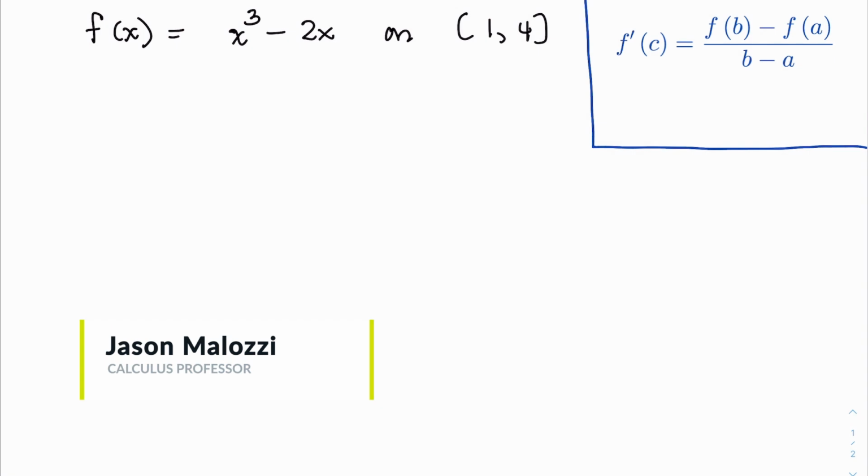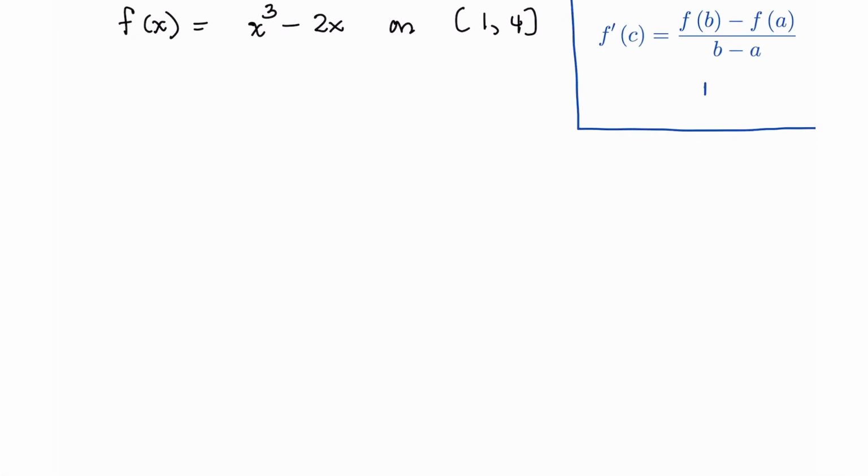In this video, we're going to look at the mean value theorem and use a function to illustrate the consequence of the theorem. Remember that the mean value theorem says that if a function is continuous on a closed interval and differentiable on the open interval, then there's a value of c somewhere between a and b, being the endpoints of the interval, where this quantity right here holds.